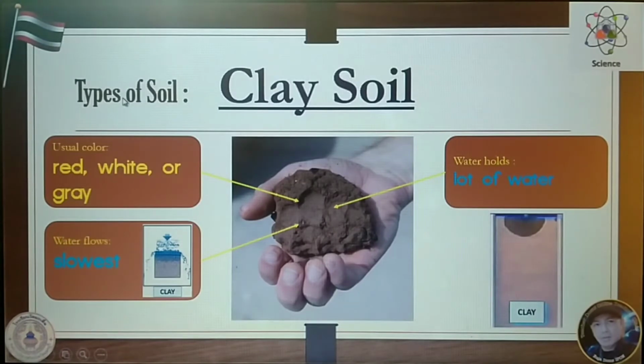Types of soil: clay soil. Usual color: red, white, or gray. Water flows: slowest. Water holds: a lot of water.